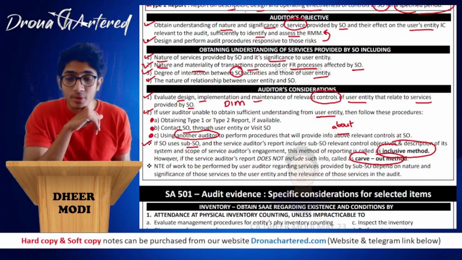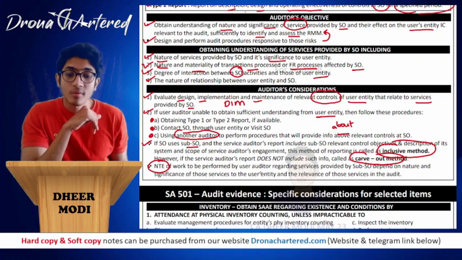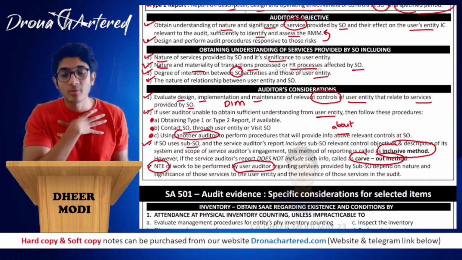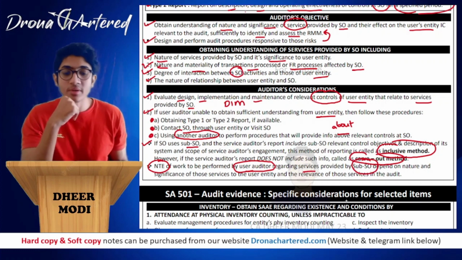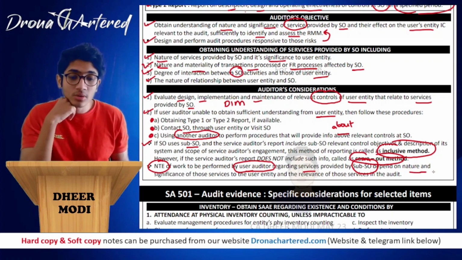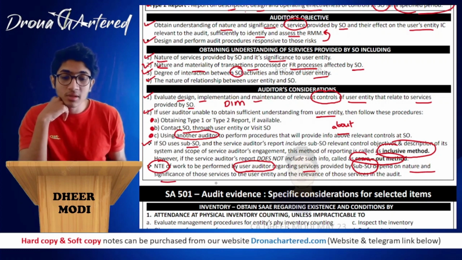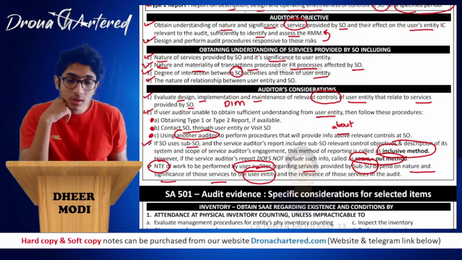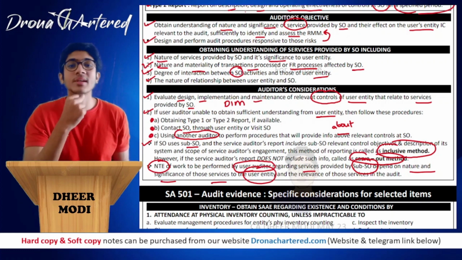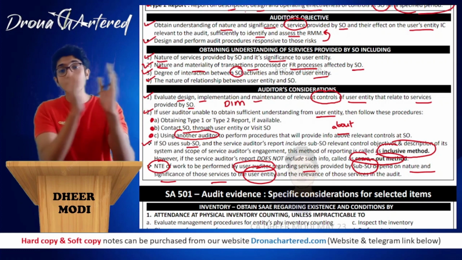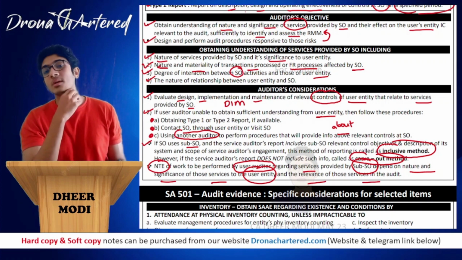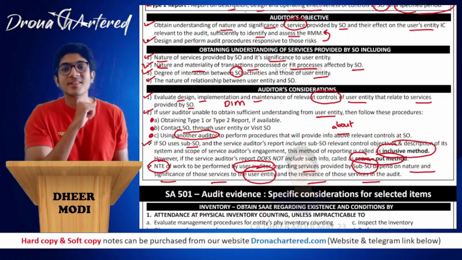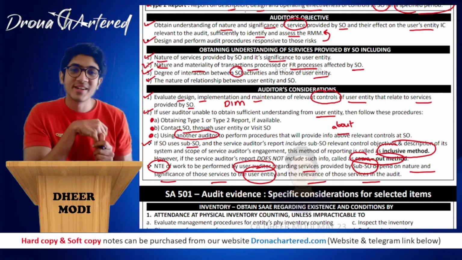Great, and coming to the last point, your nature, timing and extent of work to be performed by the user auditor. Nature, timing and extent of work to be performed by the user auditor regarding the services provided by the sub-service organization will obviously depend on the nature and significance of those services to the user entity, that is how important and what is the nature of those services that the service organization provides to the user entity, and the relevance of those services to the audit. Okay, so I hope this is clear, and we will meet in the next class.